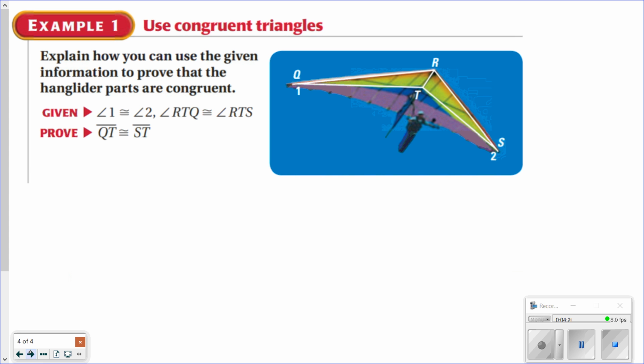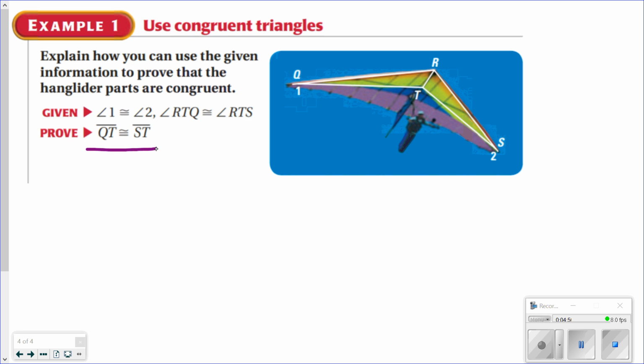All right, and finally I'm going to start a proof. I'm not going to write a formal proof out, but explain how you can use the given information to prove that this hang glider parts are congruent. So if you look carefully, I have two triangles, triangle QRT and triangle SRT. I want to prove that those two triangles are congruent. If I prove that those two triangles are congruent, I can then say that their parts are congruent.